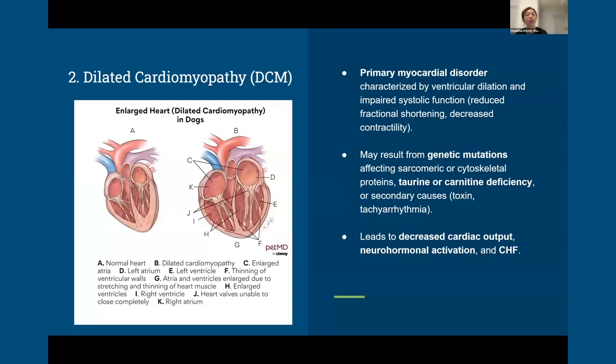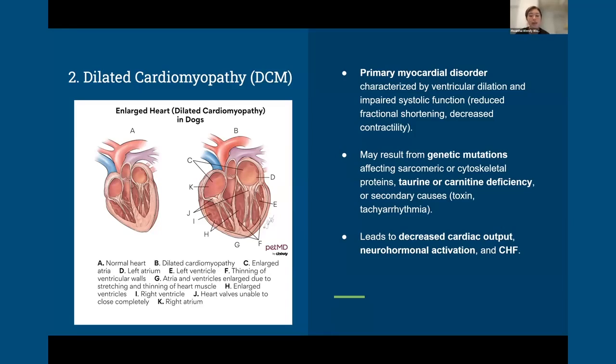Okay, so moving on, we're going to talk about dilated cardiomyopathy. And this is a primary myocardial disorder, meaning it's often a genetic mutation. It can also be diet-related, related to taurine or carnitine deficiency, and very rarely can also be due to exposure to toxins. It is characterized by ventricular dilation and impaired systolic function, and it leads to decreased cardiac output, neurohormonal activation, and eventually congestive heart failure.